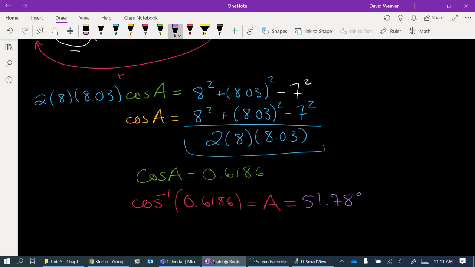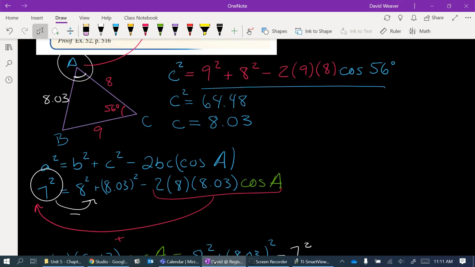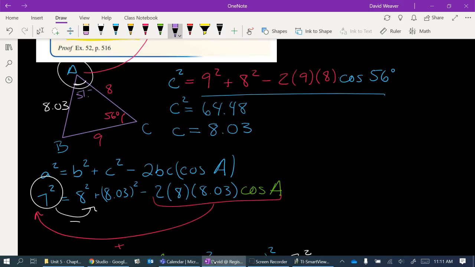Does this seem reasonable? Let's take a look at the diagram again. Yeah, that seems pretty reasonable to me. Now it's just a matter of solving for angle B using the triangle sum theorem. 180 minus 56 minus our 51.78 gives us 72.22 degrees. Now, only after all of this work have we actually solved this triangle. We know all three sides, we know all three angles.